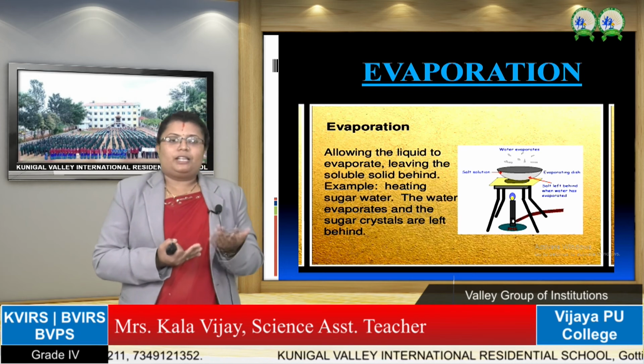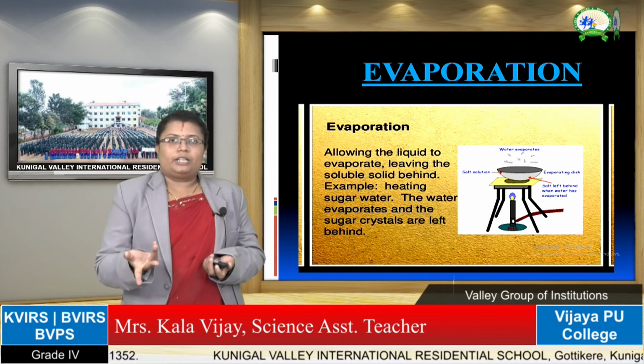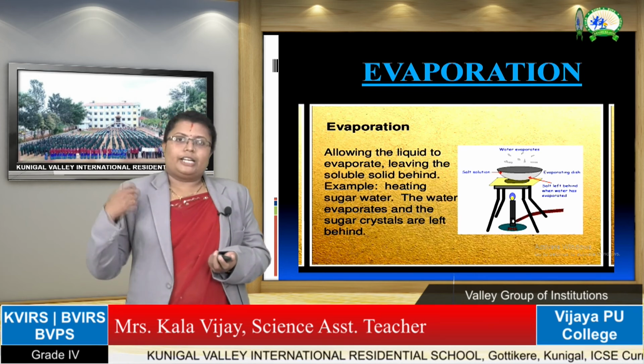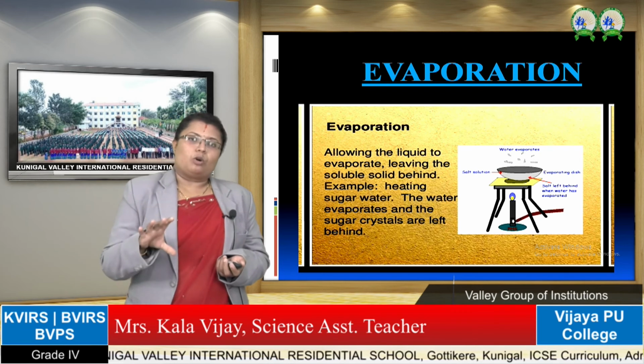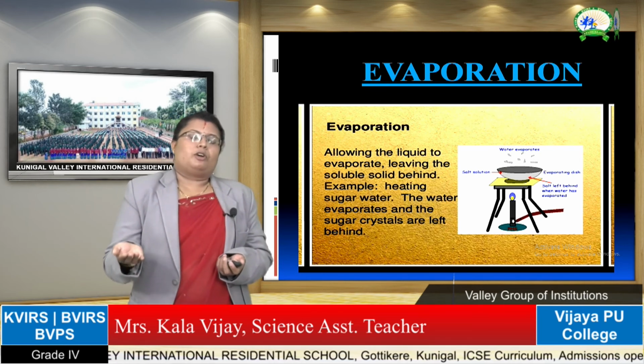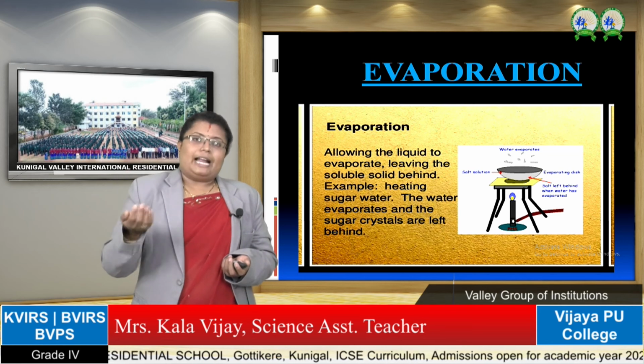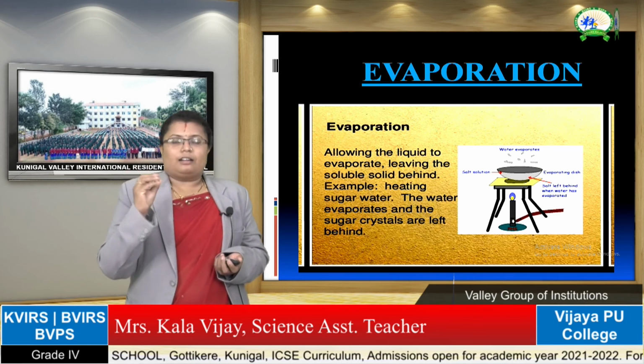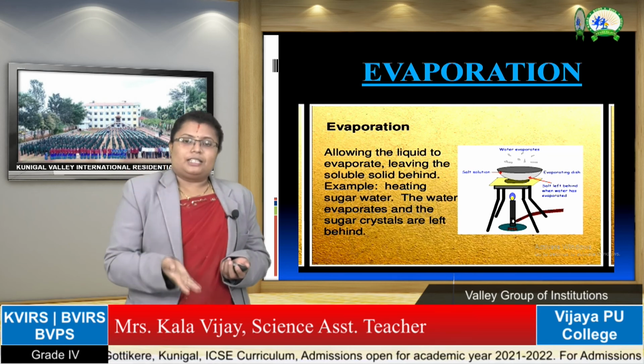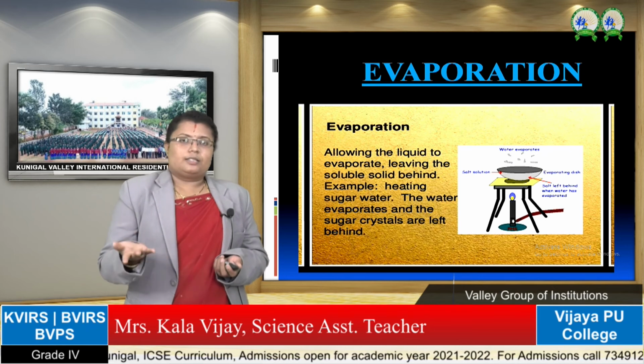Example, heating sugar water. One more example which you can do at home. Try to dissolve some amount of sugar in water and keep that for boiling. Allow all the water to evaporate, and finally you will get a black color residue. That residue is nothing but the sugar or the salt, whichever.